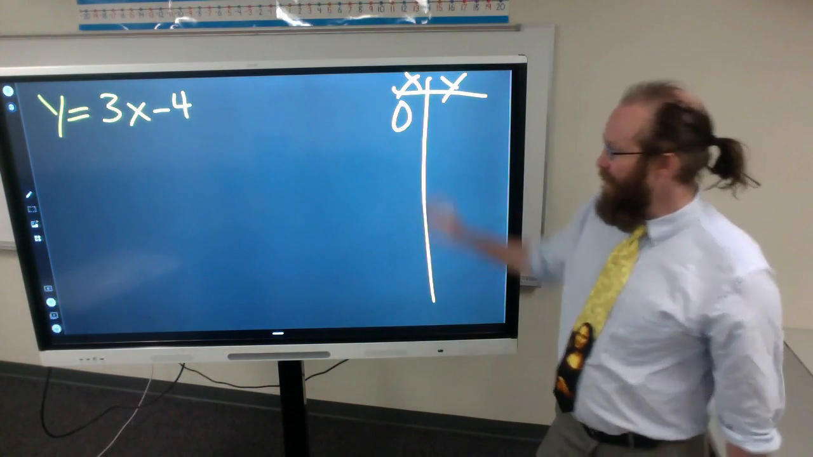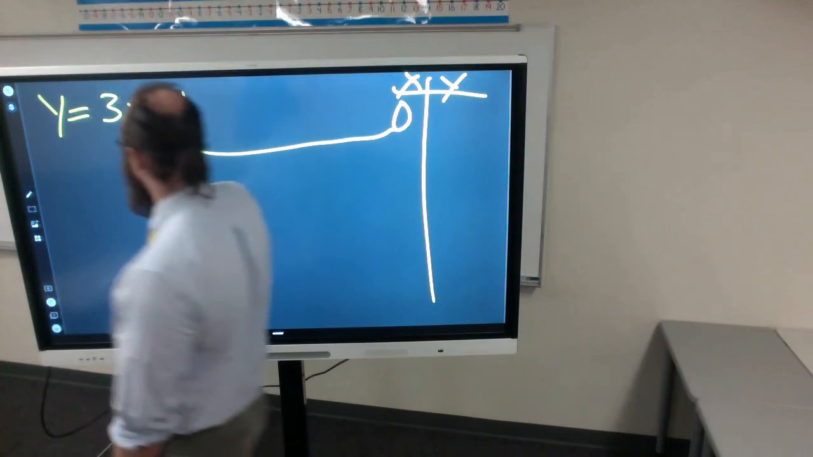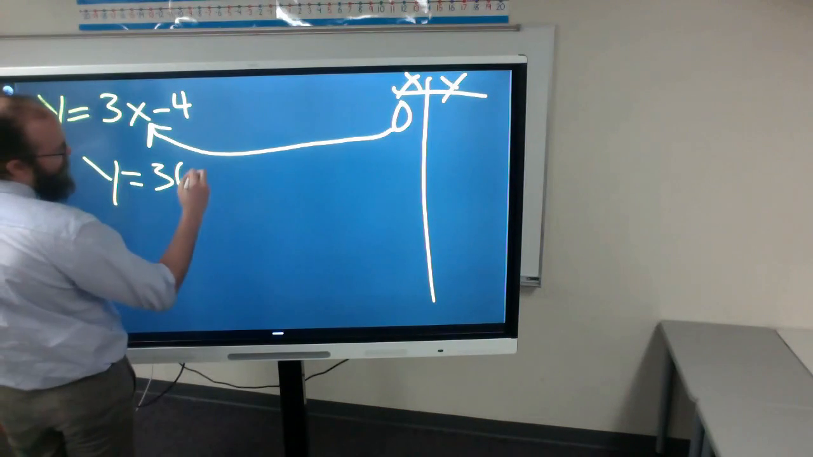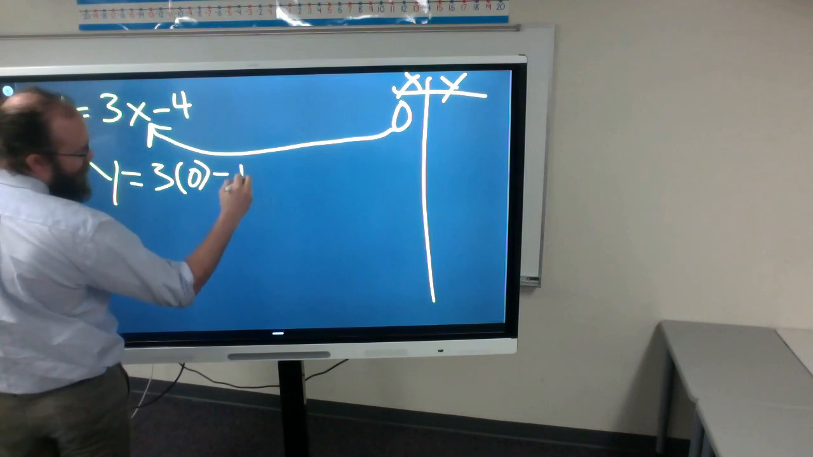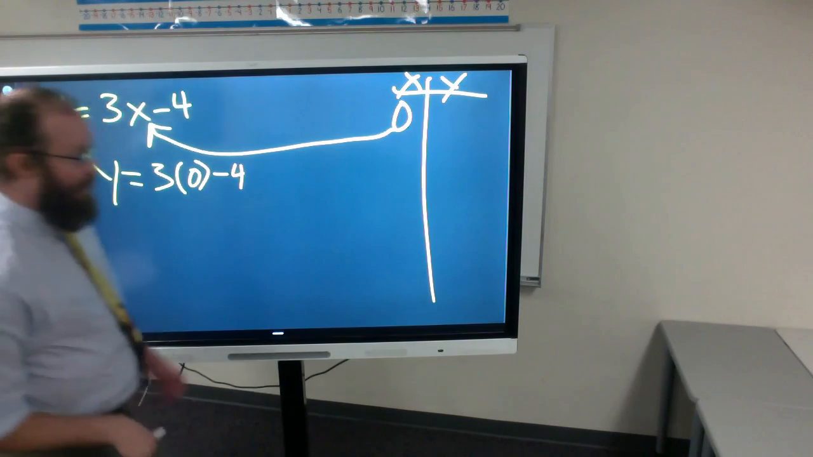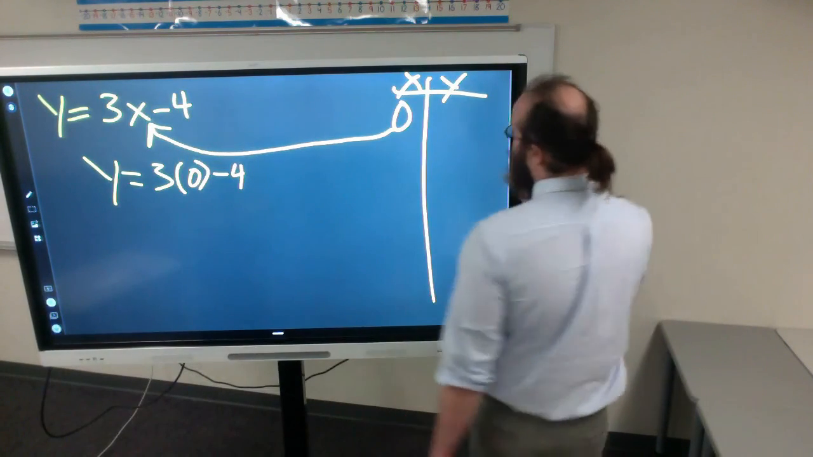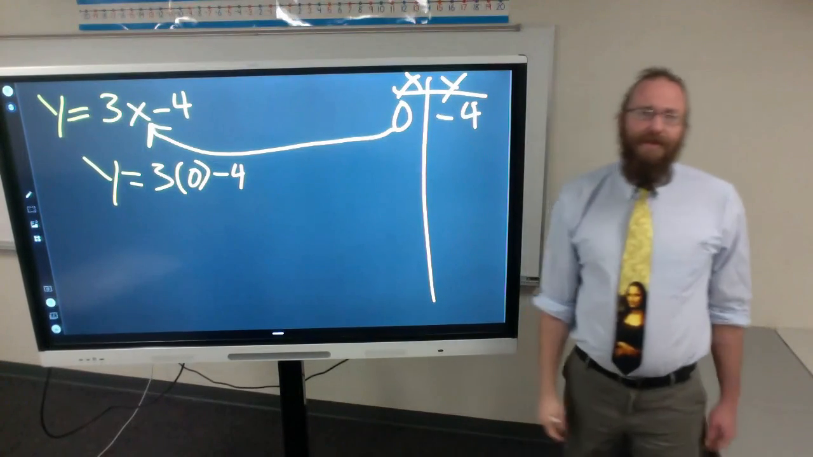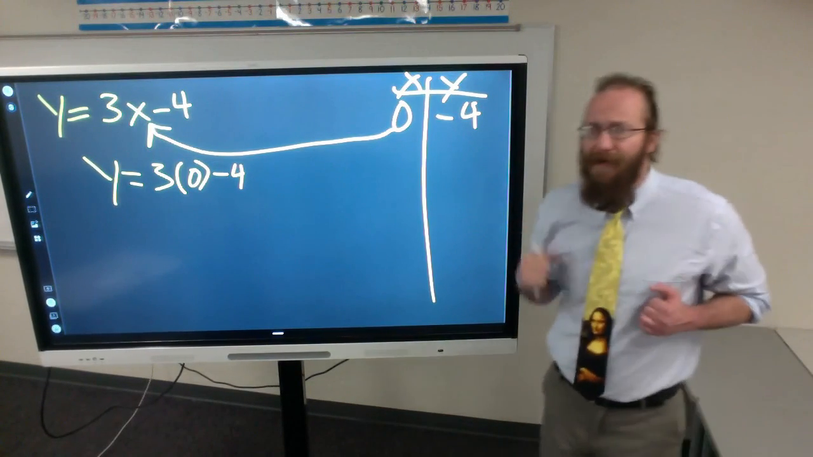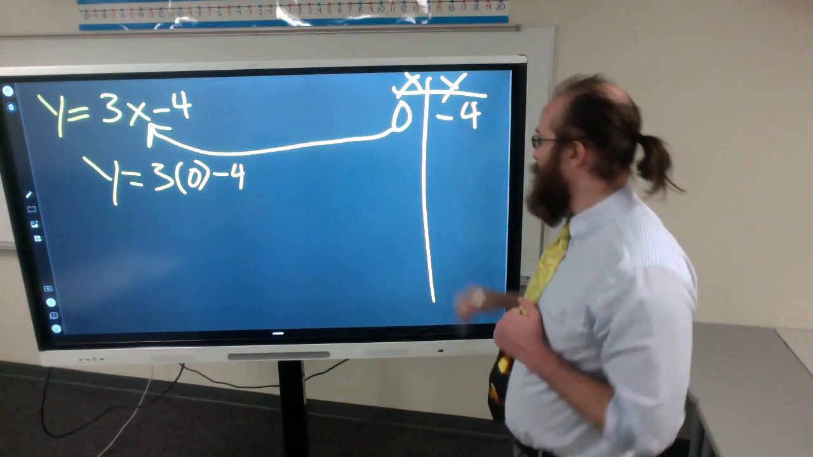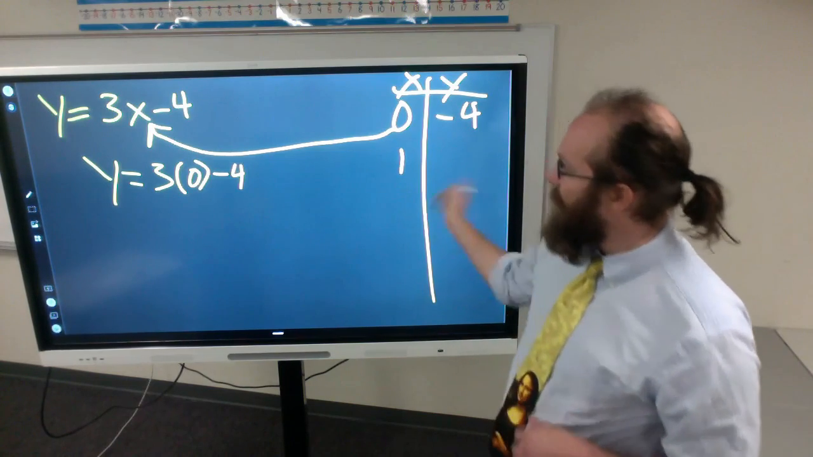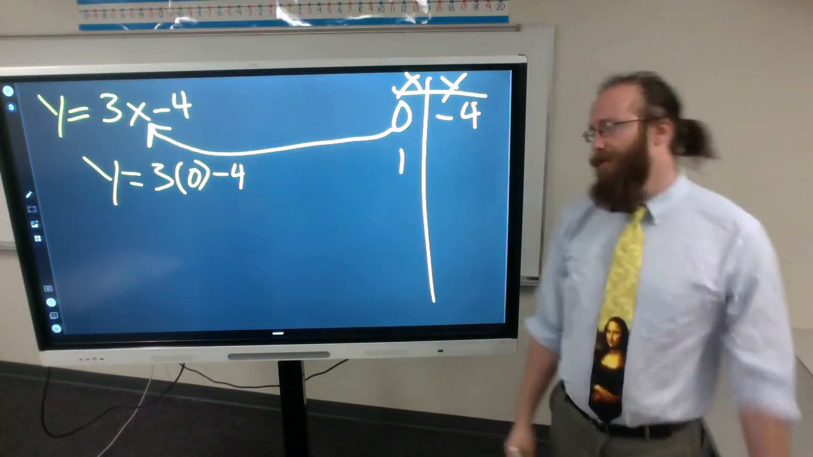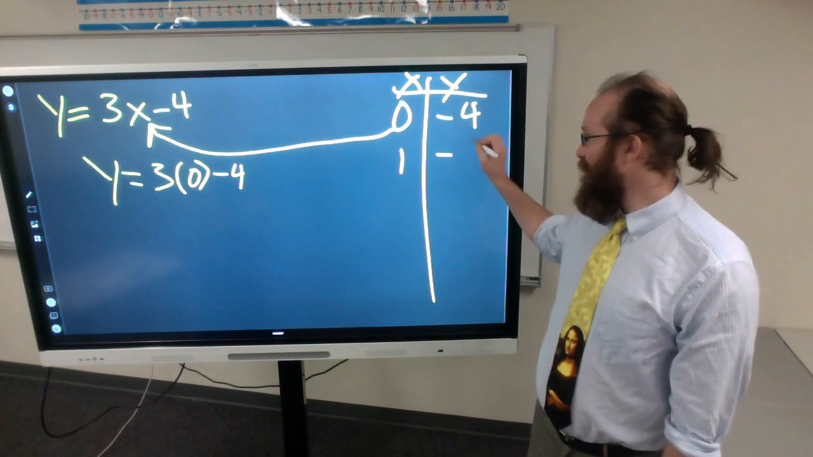0 times 3. All right, I'm just plugging this guy in over here. So we have y equals 3 times 0 minus 4. 3 times 0 is 0. Subtracting 4 gives us 0, -4. Once again, Mr. Curry would try to think of the easiest number he possibly could, which in this case would be 1. And I'd plug him in. 3 times 1 is 3. 3 minus 4 is -1.